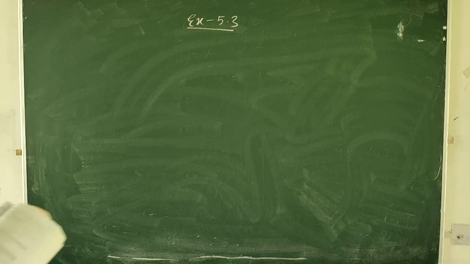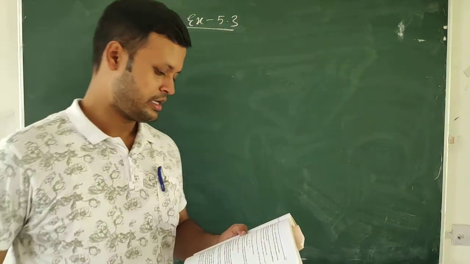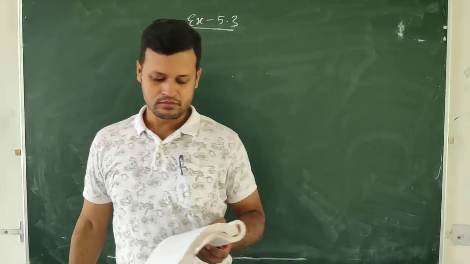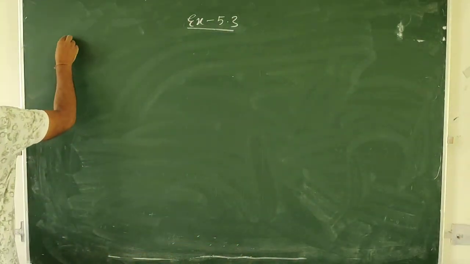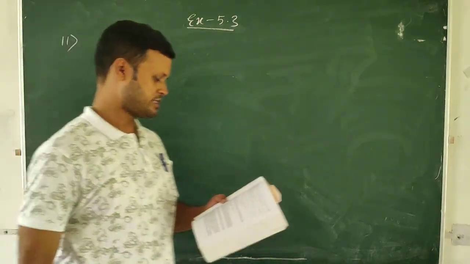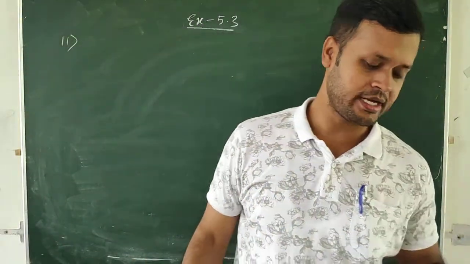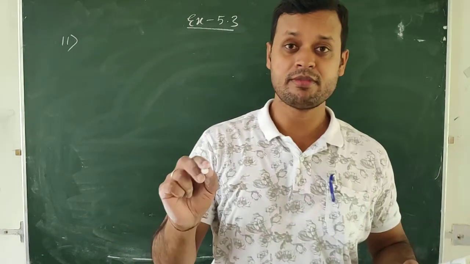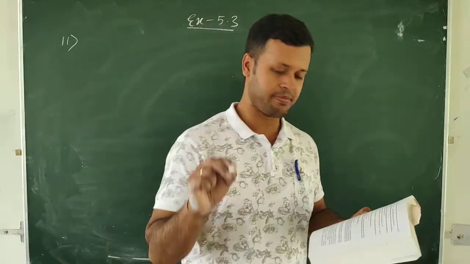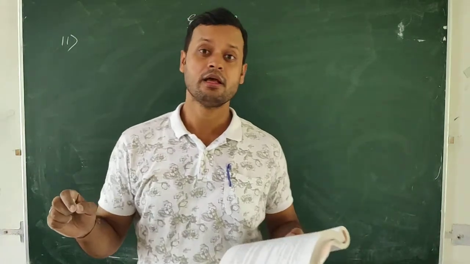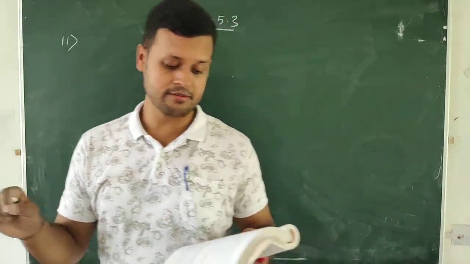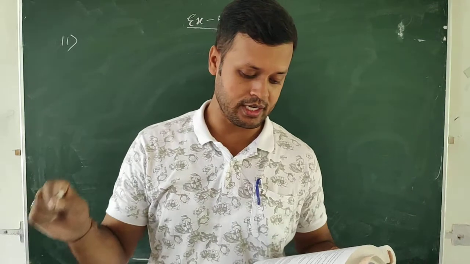Now students, one more interesting sum. Number 11. Very interesting sum. If the sum of the first n terms of an AP is 4n minus n square, what is the first term?